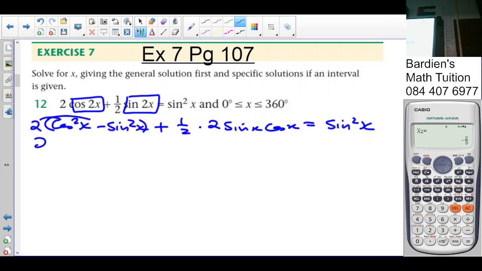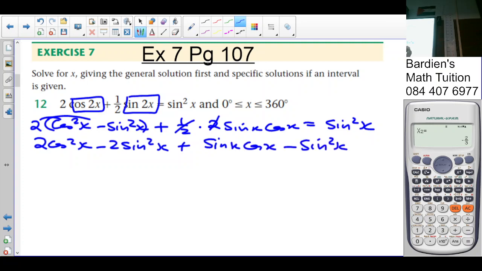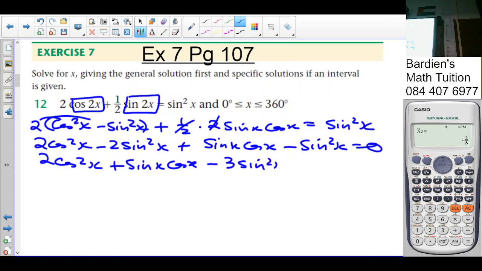So we multiply that out, I get 2 cos squared x minus 2 sine squared x plus half times 2 is 2 sine x cos x minus sine squared x is equal to 0. Why do I bring it over? So I'm anticipating a trinomial. So it's going to be 2 cos squared x plus sine x cos x minus 3 sine squared x equals 0. You all see the trinomial now? If cos is a y, so 2y squared plus yx minus 3x squared is equal to 0.